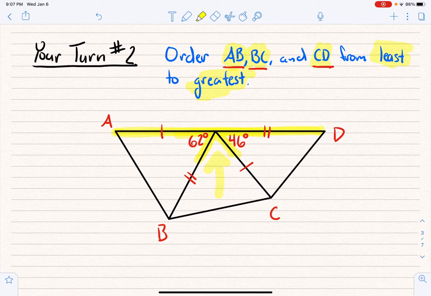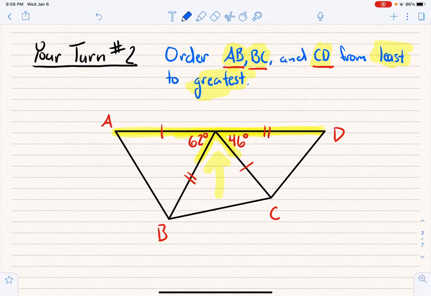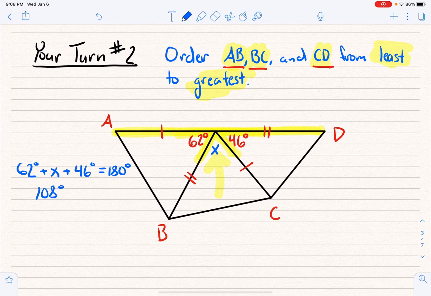Okay, well, let's take a look at this. The very first thing you have to do to solve this problem is find out what that other angle is. I'm going to call it x. So I know that 62 degrees plus x plus 46 all must add up to be 180 degrees. Well, 62 and 46 is 108, and plus x must equal 180. So I subtract the 108 from both sides, and x would have to equal 72.